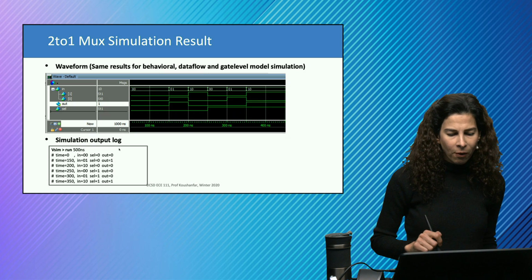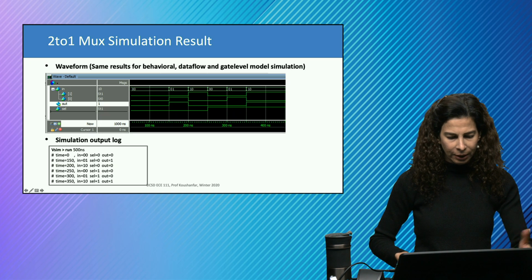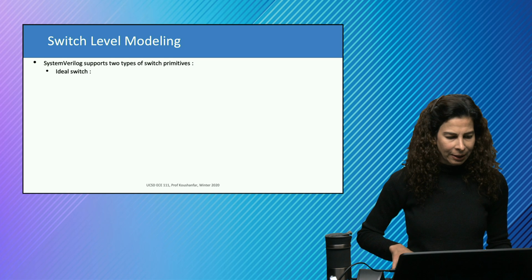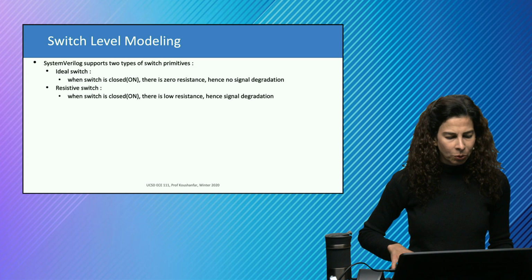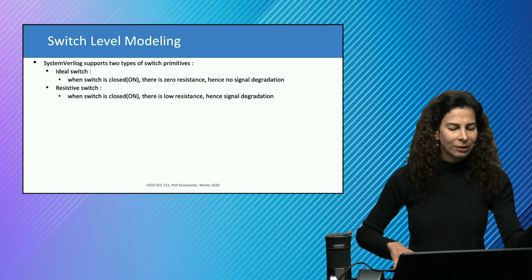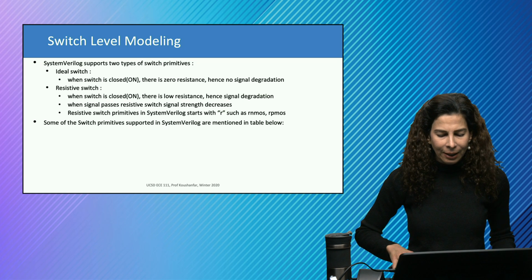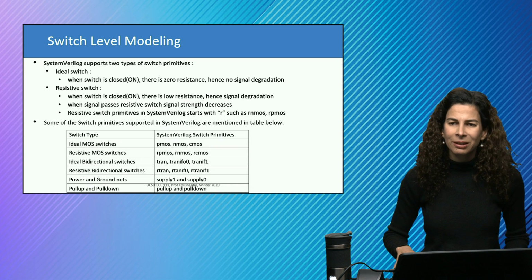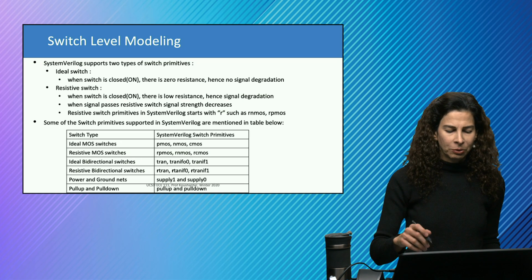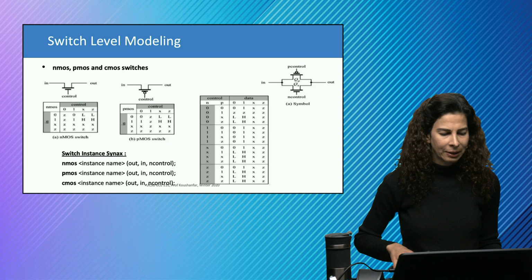Here is just a waveform of the different levels of simulation and how this looks. You could take a look at the details further. Let's go through one switch level modeling: the ideal switch and the resistive switch, which basically means you have a resistance once you close the switch or not. Here are some of the switch primitives. I doubt we will be using any of them in this course. This is just for your information. You could use these constructs if needed in any design.